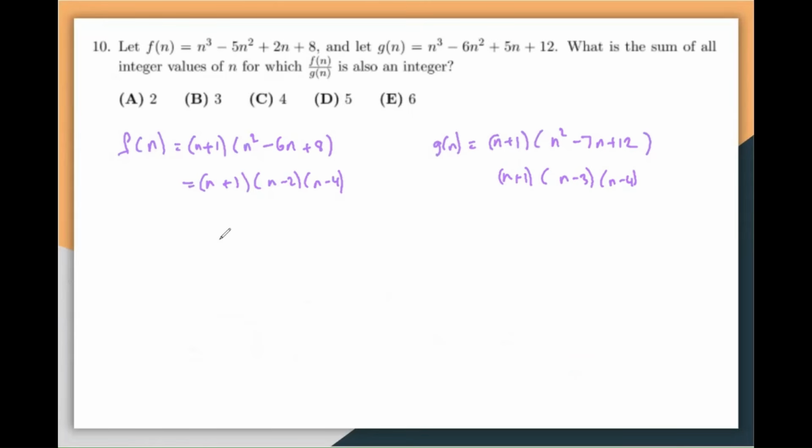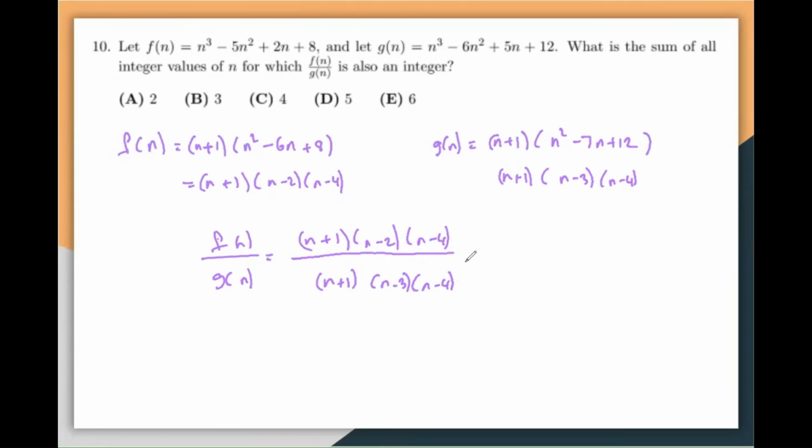So when you write f of n over g of n, we got n plus 1, n minus 2, n minus 4 over n plus 1, n minus 3, and n minus 4. So the good news, these factors will cancel. So you got n minus 2 over n minus 3. We want this to be an integer. So maybe we can get this exactly in the numerator.